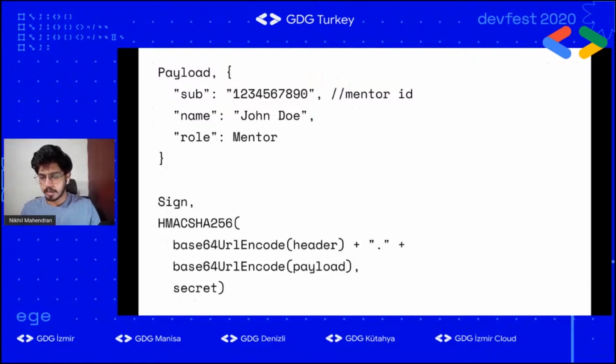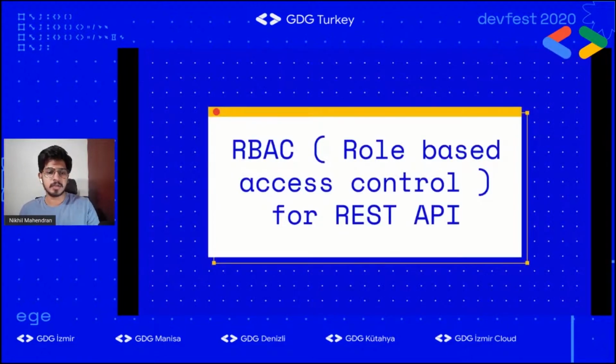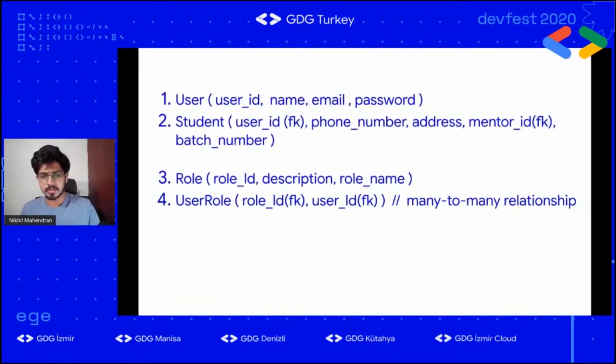Then we'll move ahead and look at role-based access control. Role-based access control is more frequent when you develop simpler apps. Most apps have roles in them. For example, our app right now has student, mentor and admin. We have three definite, fixed roles. To enable role-based access control, we need to make some changes to our database schema. So let's look at what those changes are.